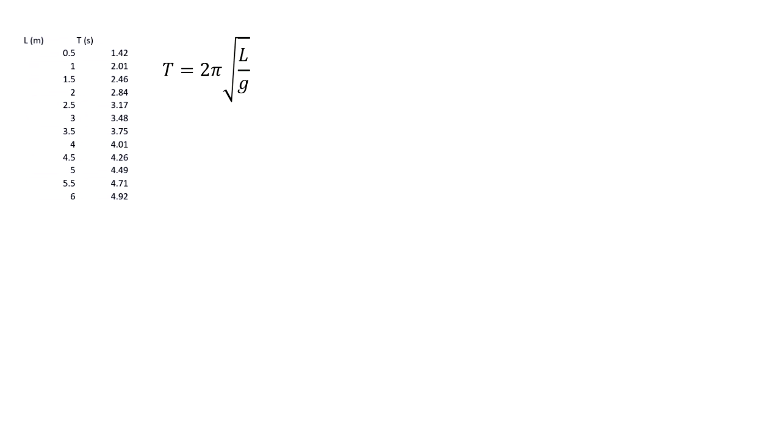In this particular example, the period as a function of length, the data is here, and the equation is also there, which is given by T equals 2 pi square root of L over G. So we need to use that. Of course, the period T and the length L are the variables, and G is a constant. Of course, 2 pi is also a constant.